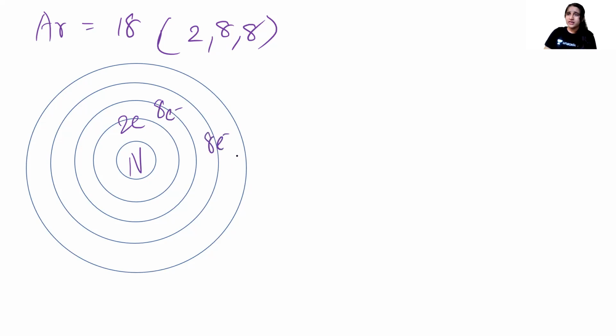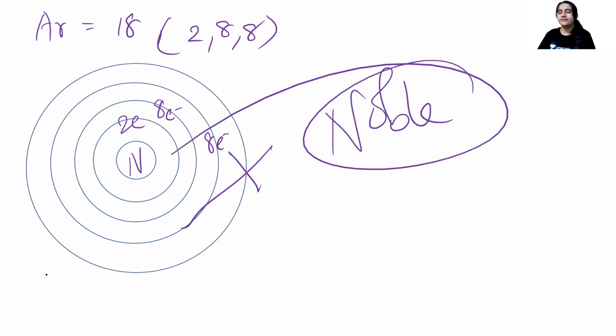Understood? So do I require this shell? No. What is the requirement, ma'am? Because I already have all the shells filled, and that is only what my atomic number is. It is not going to go above it. And when all of my shells are completely filled, they become noble. Understood? Yes. Okay.